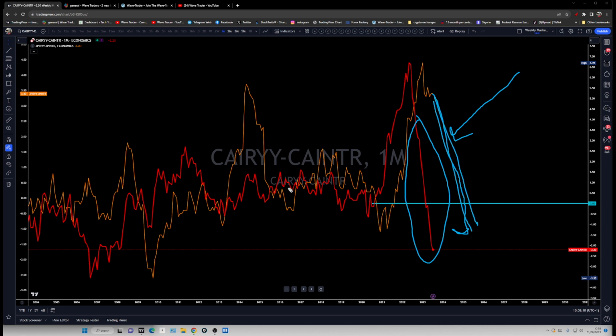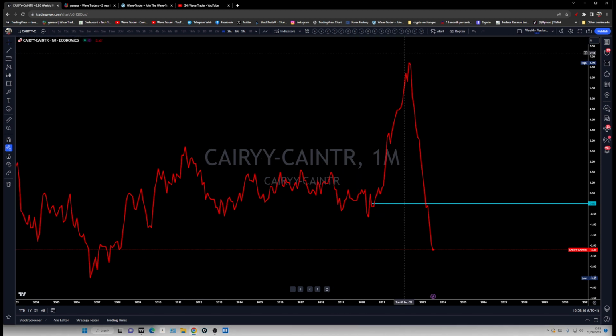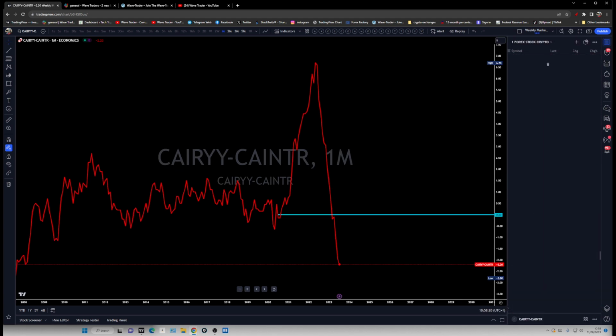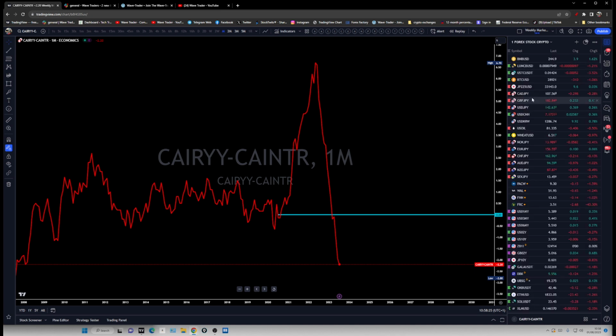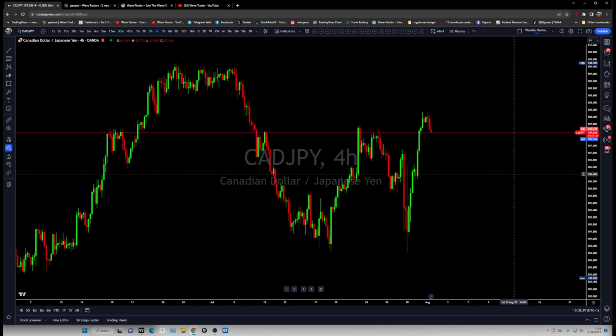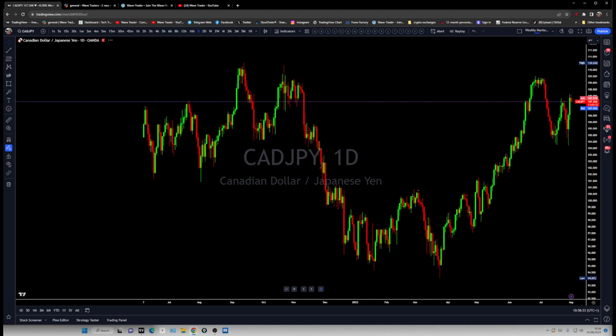So the longer-term picture is not going to change on CAD/JPY, but that's not the setup for today. This is the picture you need to understand behind the setup, why we are expecting CAD/JPY to drop for the longer term, and that's not going to change anytime soon. The setup you are looking at on CAD/JPY is going to be very short-lived. Let's look at the longer-term picture first.